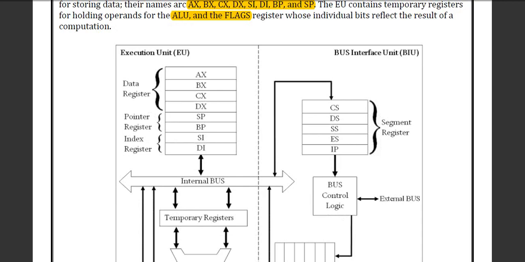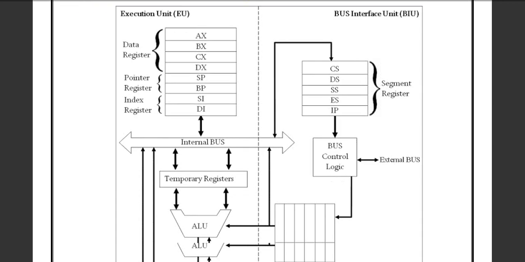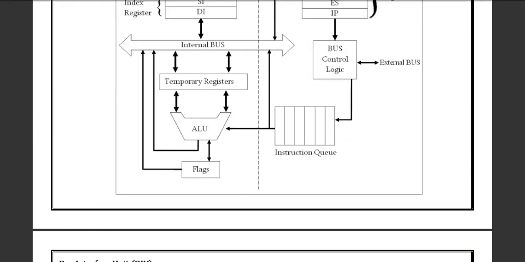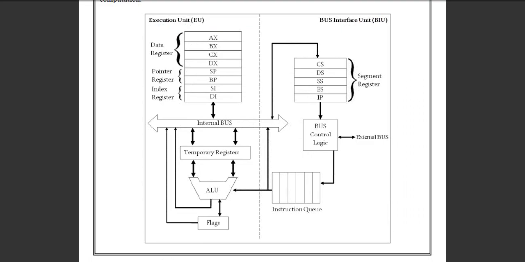Here we have general knowledge about those registers: AX, BX, CX, and DX are the data registers. Then SP and BP are the pointer registers, P for the pointer, and SI and DI are the index registers, I denotes the index. This diagram is very important from the exam question point of view. Please take a snap of this one for your further study.